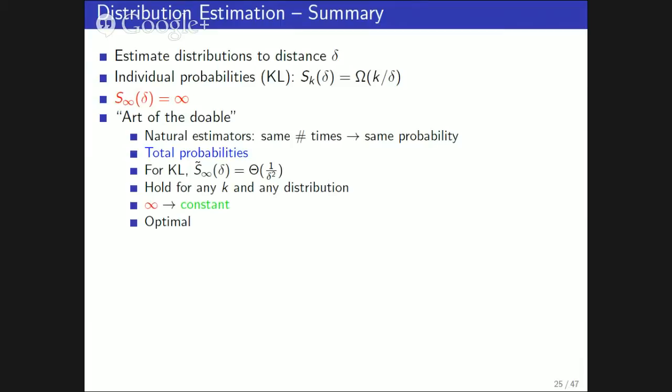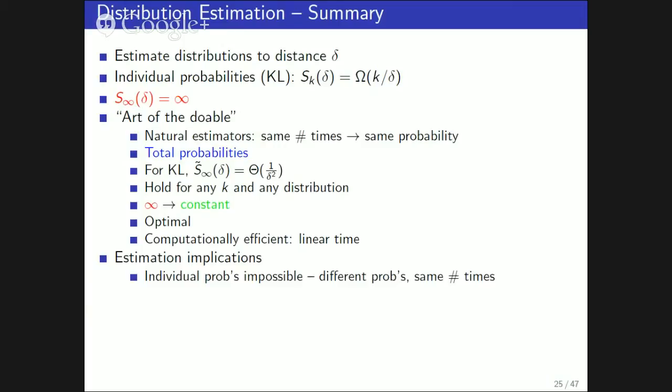So before you needed infinitely many samples, and now you need a constant number, and you can show that these numbers are optimal. Okay. And the estimator is a linear time estimator, and some implications. It's impossible to estimate the probability of individual elements because you just don't get that information. If you take a sample of size 1,000 and your alphabet is English of size 500 million, there's just no way you can estimate things. So that's not something you can do.